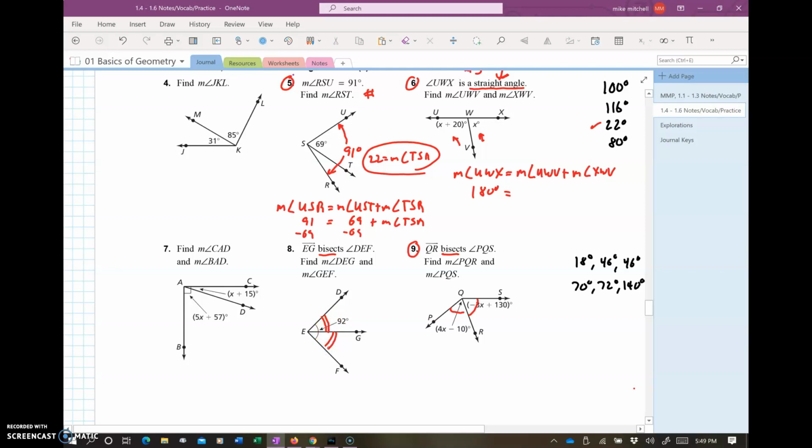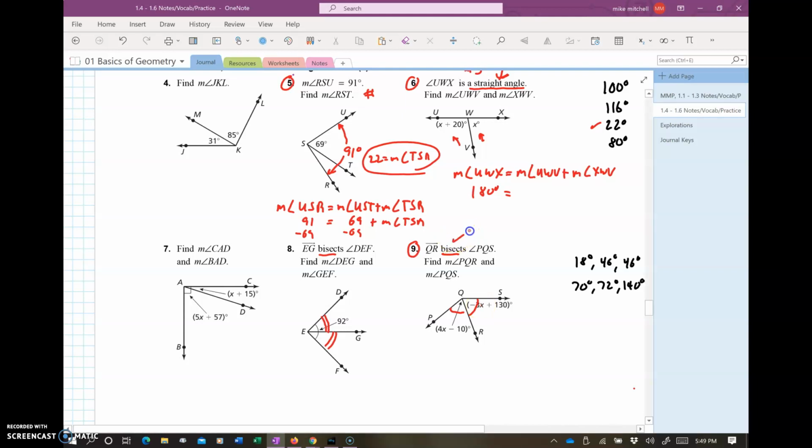Since we have an angle bisector, we get this. If this whole thing is 92 and we bisect it and we cut it in half, what do each of these smaller angles, DEG, this one right there, and GEF, what do those come out to? Same thing over here. I should have taken those marks off. We've got bisects in there.